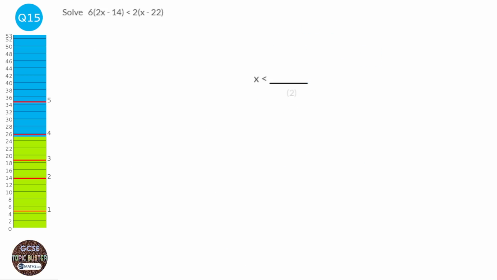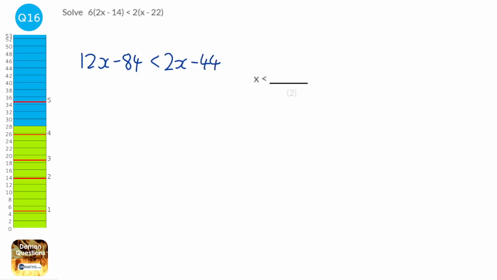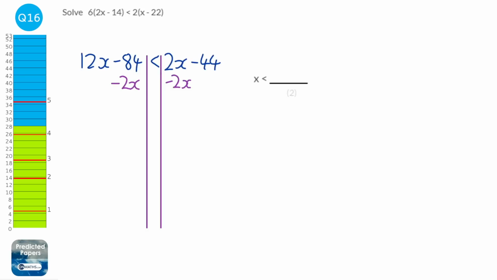I'm going to start by expanding these brackets. You could have divided both sides by 2 and then expanded the brackets on the left, but I'm just going to expand them all because it might be maybe easier, I don't know. So we've got 2x minus 44. Get our lines in because we're solving. And the rule is that we get rid of the smaller amount of x. So we've got 2x here and 12x on the other side. So we're going to subtract the 2x from both sides. And so that'll give us 10x minus 84 is less than minus 44.